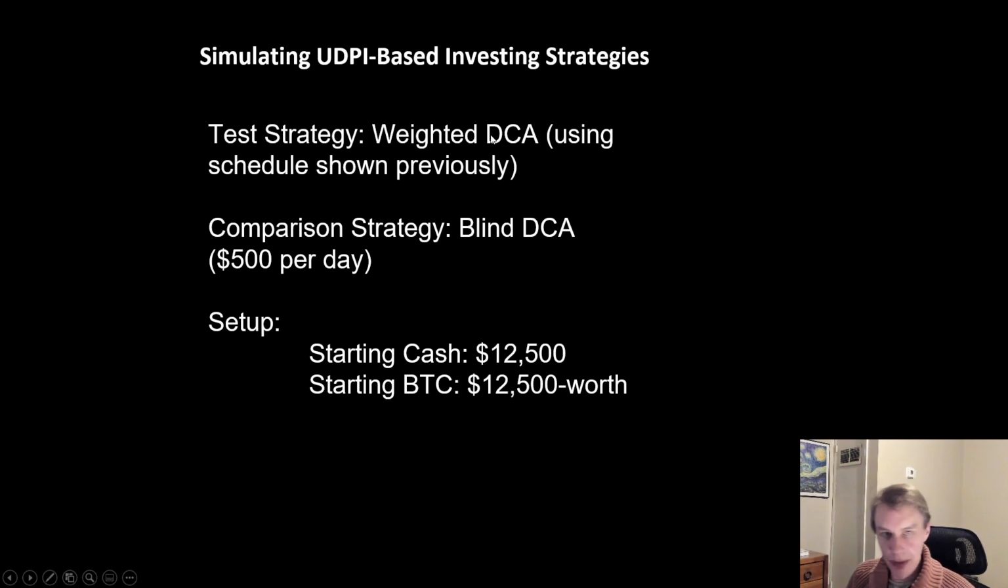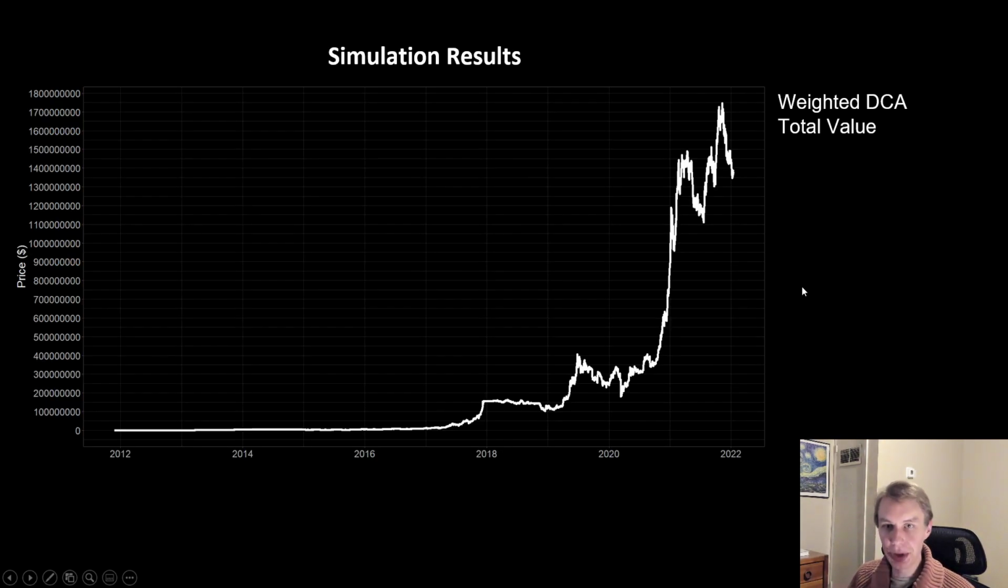So what would have happened if we compare these strategies? Here I'm showing you with the white line the total value of the weighted DCA person. This is the amount of money they have plus the value of the Bitcoin they have on that given day. I have this on a linear scale, and you can see already how bonkers this is, because each one of these marks here is $100 million. This is $100 million, $200 million. So you can see that the weighted DCA person trading based on the UDPI would have had over $1 billion over that 10-year period using that strategy.